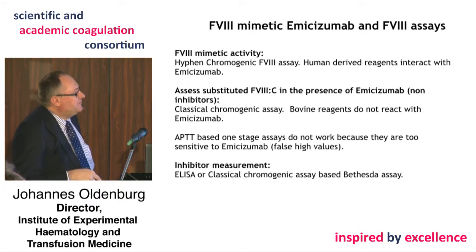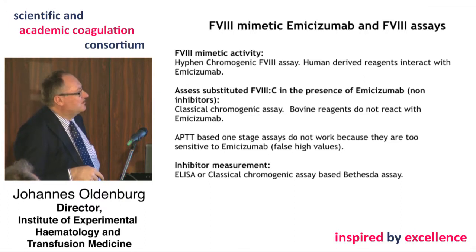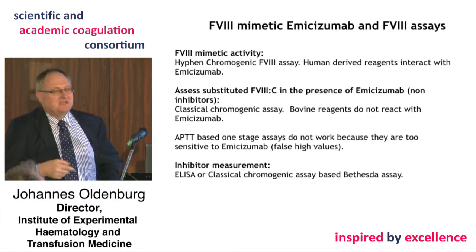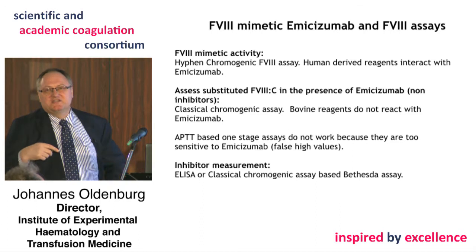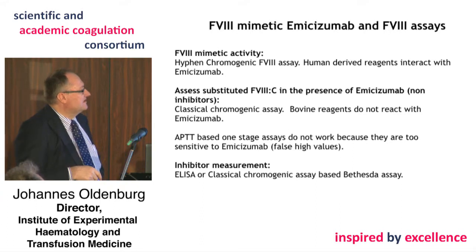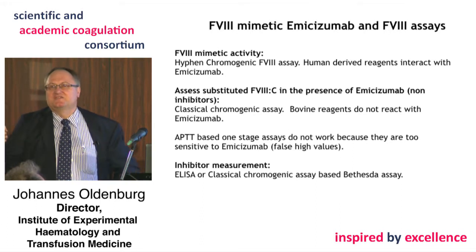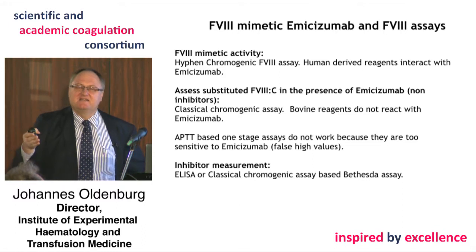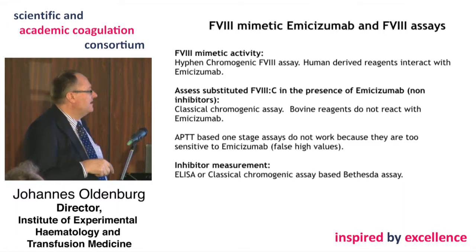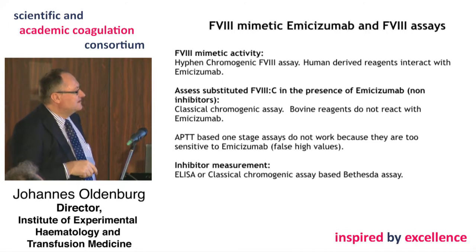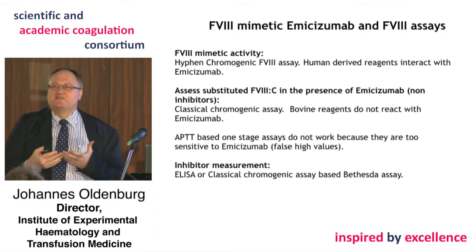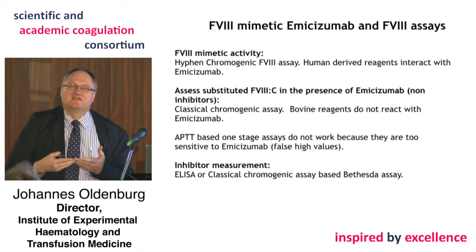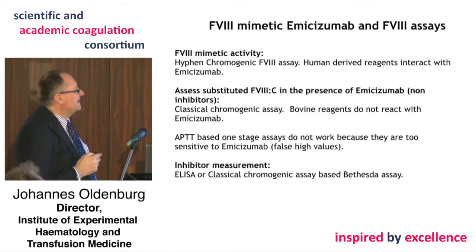All APTT-based assays do not work because they are too sensitive in the presence of the bispecific antibody. And if you want to do an inhibitor measurement in such patients, you can no longer use the classical Bethesda assay that is based on a one-stage assay, but you have to go for an ELISA, or you have to do the Bethesda assay with a classical chromogenic assay. So this is just an example that treatment in the future can become quite complex.